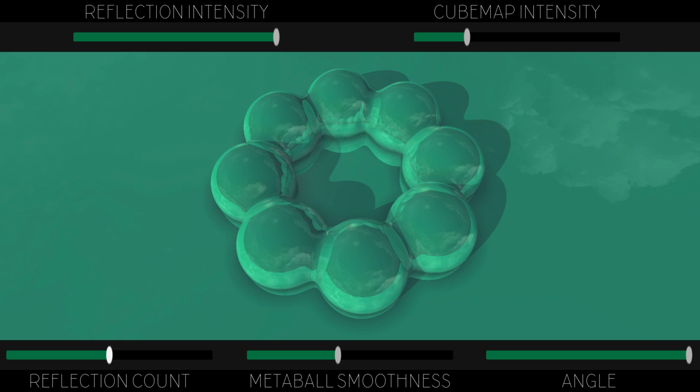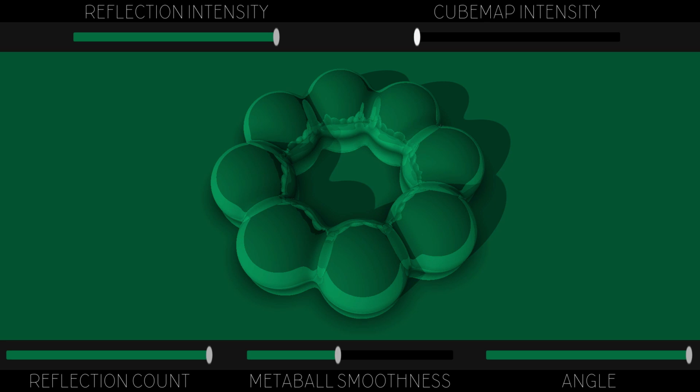Reflecting once will show the reflected distance field. Reflecting twice though will only add reflections to the reflected results, so it's a reflection of a reflection.